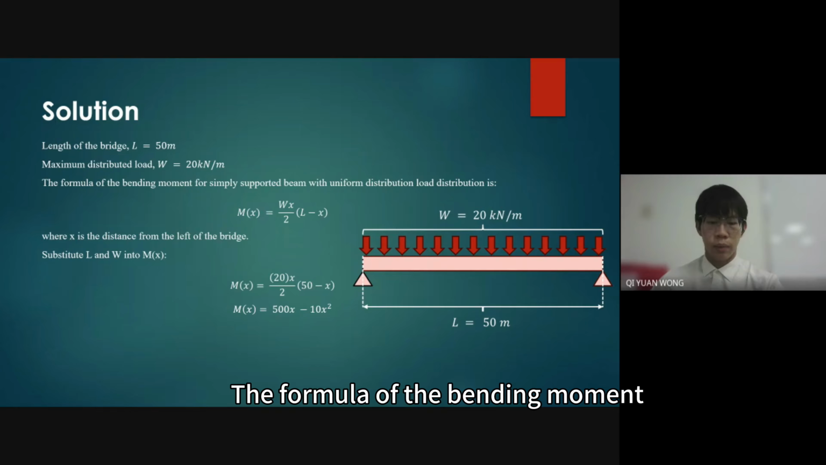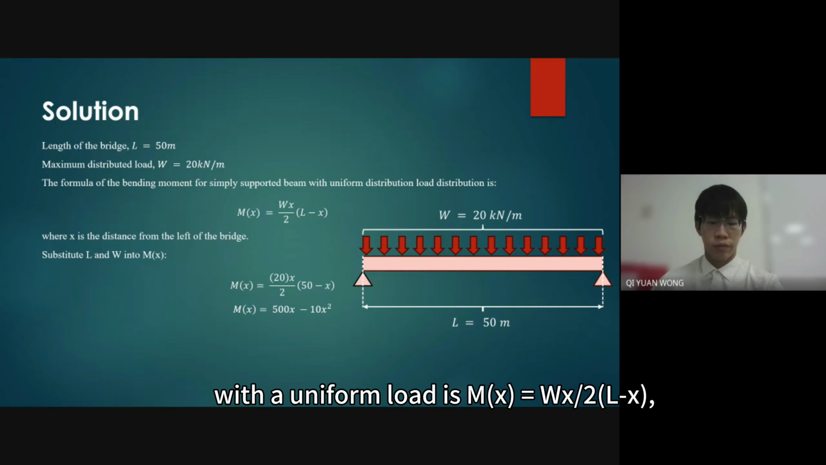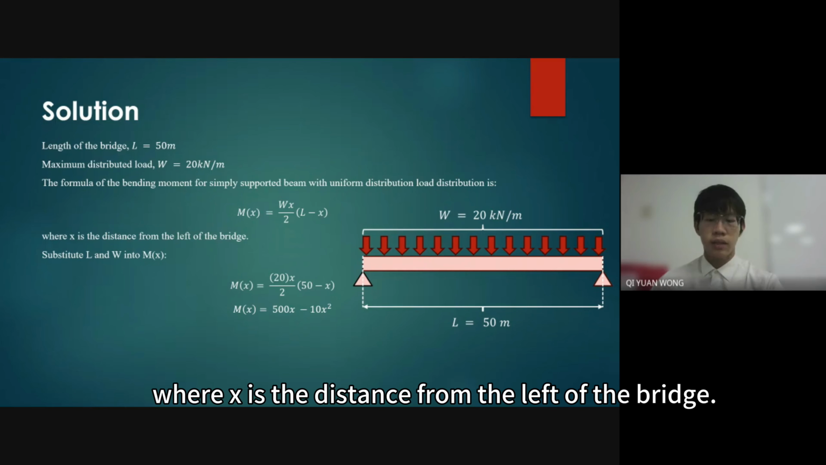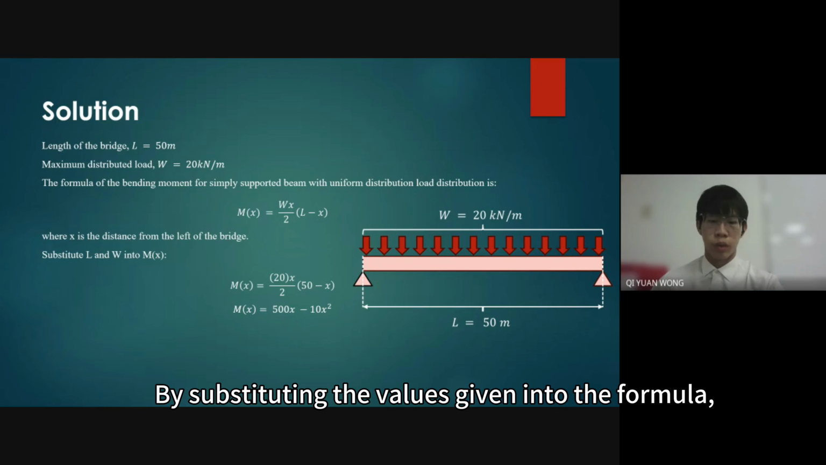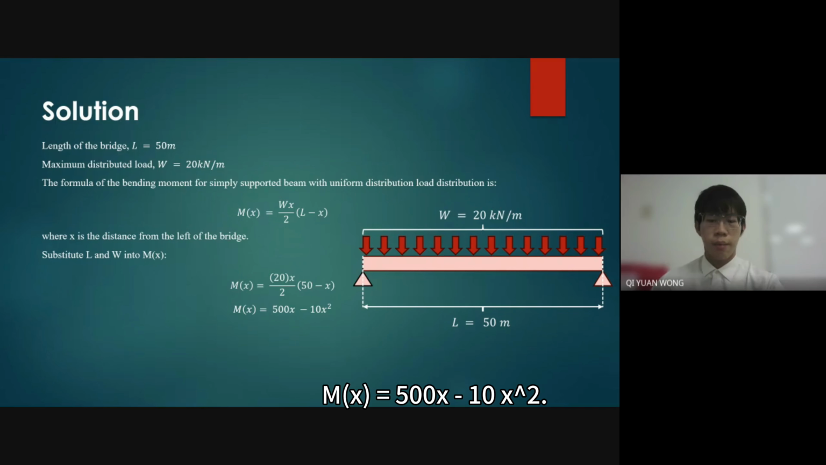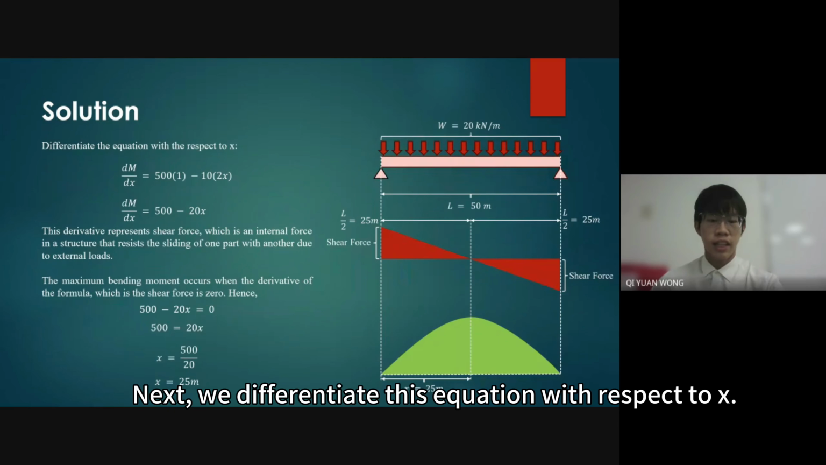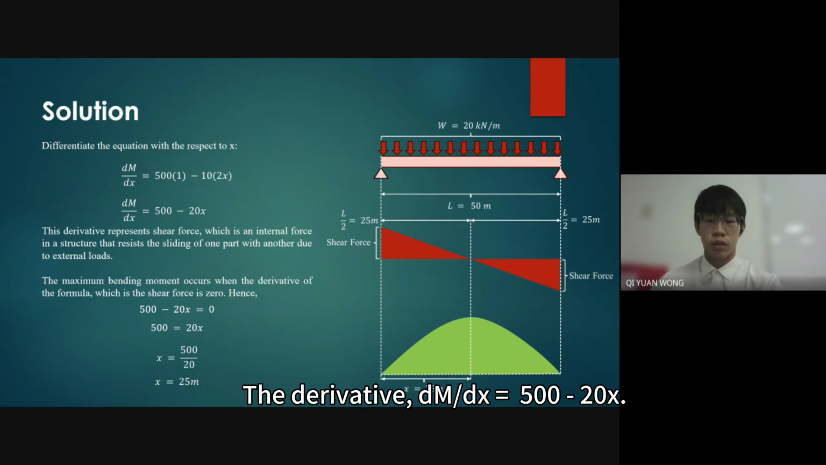The formula of the bending moment of a simply supported beam with a uniform load is M(x) equals W times x over 2 times bracket L minus x, where x is the distance from the left of the bridge. By substituting the values given into the formula, it will give us the equation M(x) equals 500x minus 10x squared. Next, we differentiate this equation with respect to x. The derivative dM over dx equals 500 minus 20x.